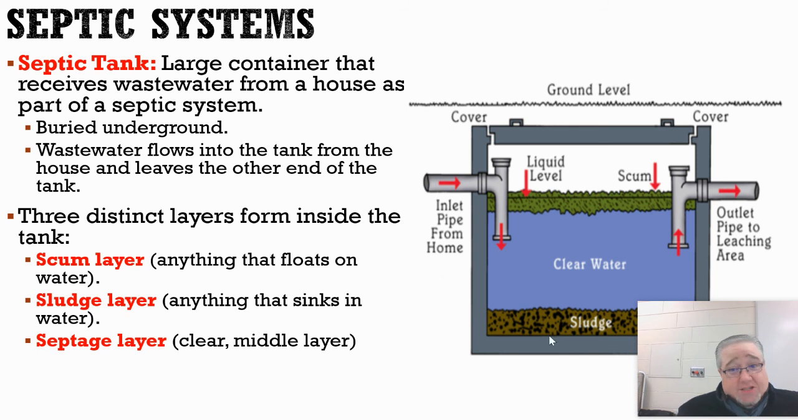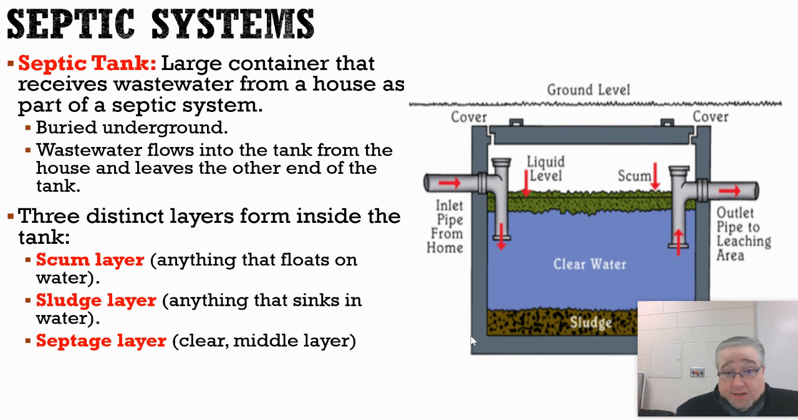The sludge layer is the stuff that sinks. Now, the sludge layer, let's be honest, is probably mostly poop, and anything else that's going to sink. The heavy, more dense stuff is going to sink, and the lighter stuff is going to float. So you get this separation inside your septic tank.